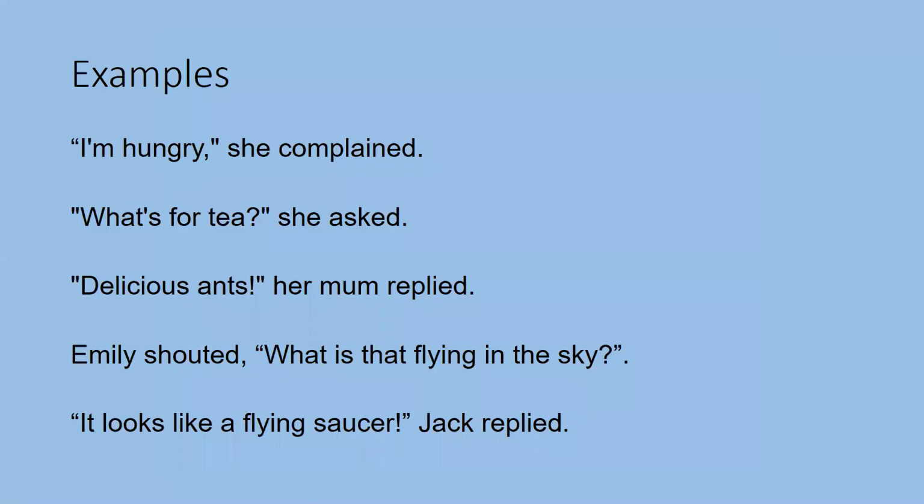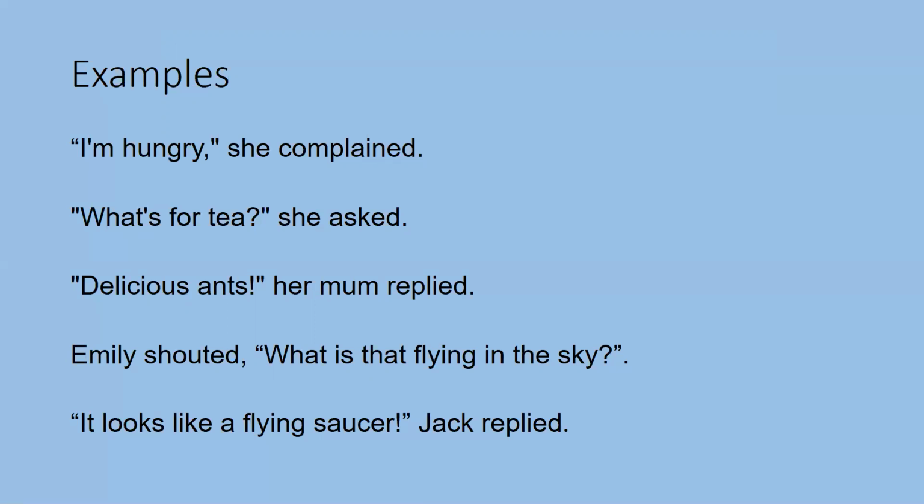So I've got a few examples for you here just to show you. So you can see in all my examples, I have my inverted commas around what the character is saying out loud. So my first example, I've got, "I'm hungry," she complained. And I've used a comma there as my punctuation mark before I close my speech. My next example is, "What's for tea?" she asked. Now, because that's a question, I have to have a question mark in there.